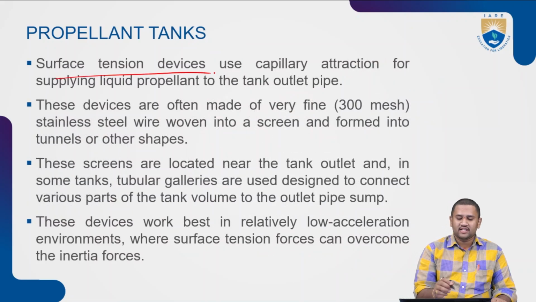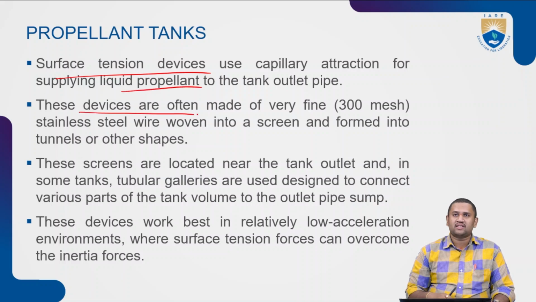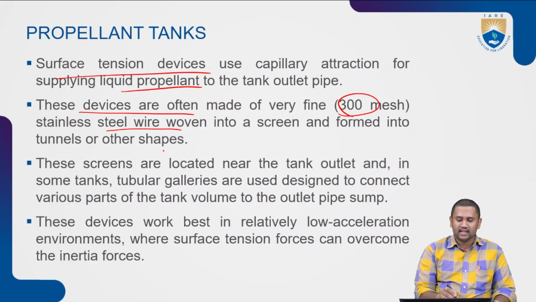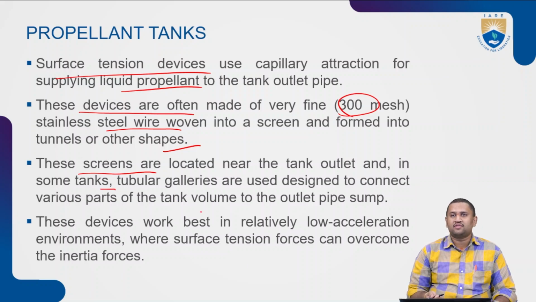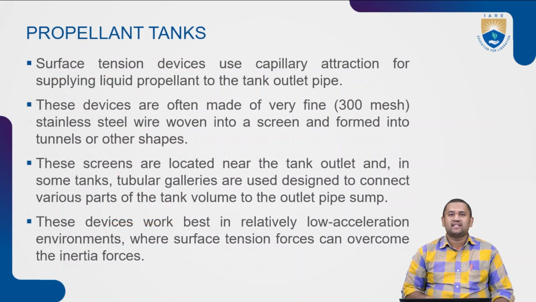Now, the surface tension devices use capillary attraction to supply the liquid propellant to the tank outlet pipe. These devices are often made with very fine mesh, that is 300 mesh stainless steel wire woven into a screen and formed into tunnels as well as other shapes. These screens are located near the tank outlet, and in some tanks, tubular galleries are designed to connect various parts of the tank volume to the outlet pipe sump. These devices work best in a relatively low acceleration environment where surface tension forces can overcome the inertial forces.